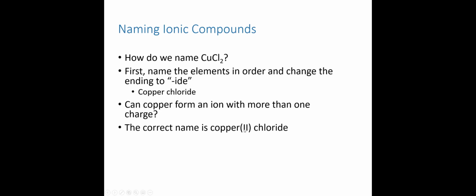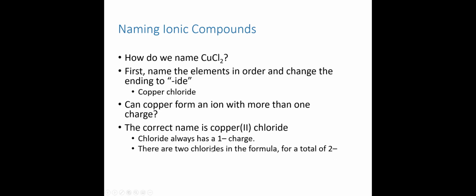You might be wondering where I got the 2. It's very important that you learn the logic behind this. It turns out that we know the anion can only make one charge. This is always how we're going to solve these kinds of issues. Chloride always has a 1- charge. We have 2 chlorides in the formula, Cl2. So that means there's a total of 2-.